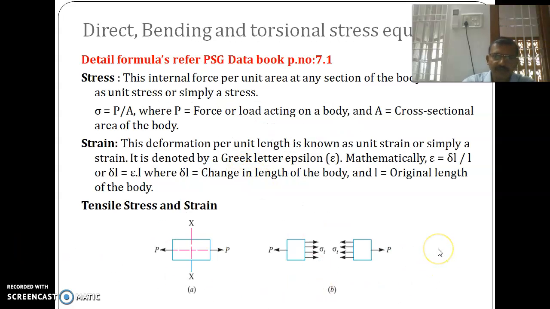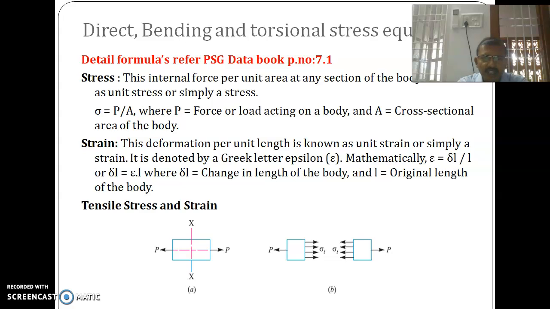Next, direct, bending and torsional stress equations. This is a review of the different types of stresses that we have studied in the strength of materials subject. These formulas are also available in the PSG design data book, page number 7.1. So first, tensile stress. For tensile stress, the formula is sigma equal to P by A, where sigma is the tensile stress, P is the load and A is the area.